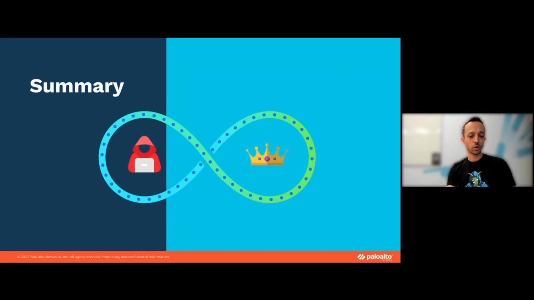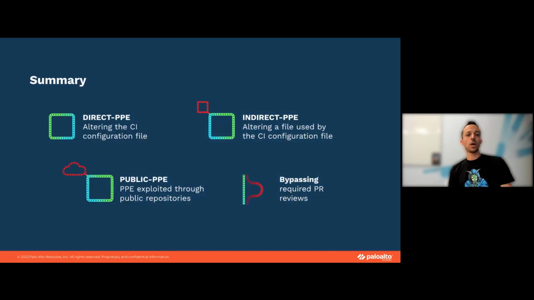Let's summarize what we covered here today. So we talked about the 3 variants of poison pipeline execution, PPE, a method used by attackers to run code in the CI without having access to the CI, and from there move laterally towards sensitive systems like production. We talked about direct PPE, where the attackers alter the CI configuration file directly. Indirect PPE, where we alter a file used by the CI configuration file. And public PPE, or 3PE, where PPE is exploited through public repositories.